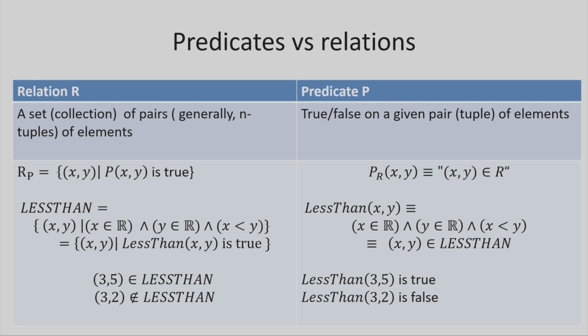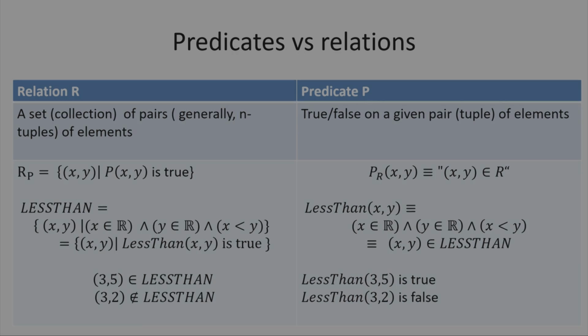So to be in something is also a predicate. Is it in? Yes, no, true, false. So we write, for example, the pair 3, 5 belongs to the relation less than. That means that the predicate less than of x substituted with 3 and y substituted with 5 is true. If instead of 3 and 5 you put in 3 and 2, it won't be in the relation and the predicate will be false.